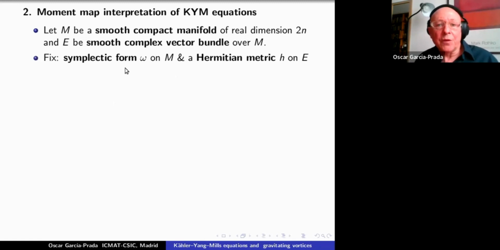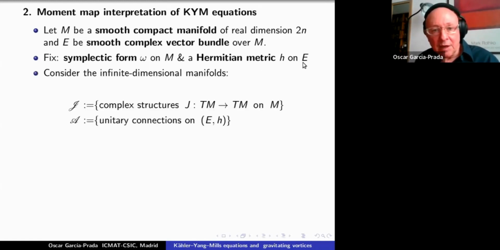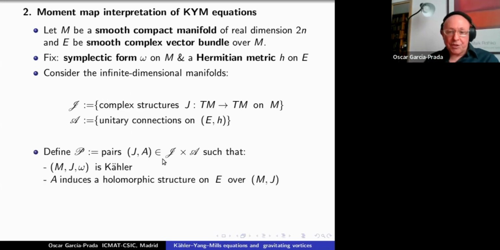Then we fix a symplectic form omega on M and a Hermitian metric h on E. By doing that, we can consider the following infinite dimensional manifolds: J, which are complex structures on the manifold M, and then the unitary connections on the Hermitian vector bundle (E, h). Inside the product of these two manifolds, we have pairs (J, A), a complex structure on M and a unitary connection, such that I require that the complex structure on M, together with omega, endows M with a Kähler structure. So it's a Kähler metric.